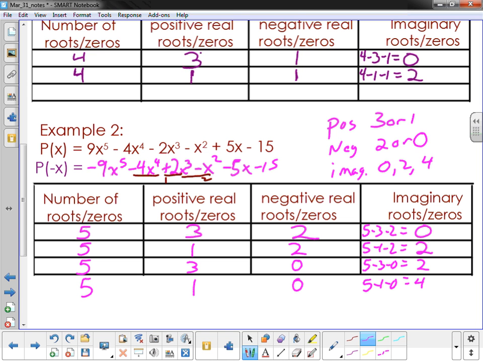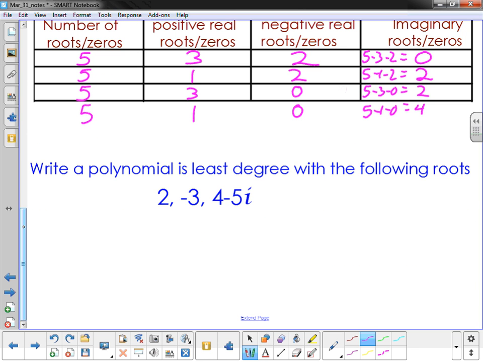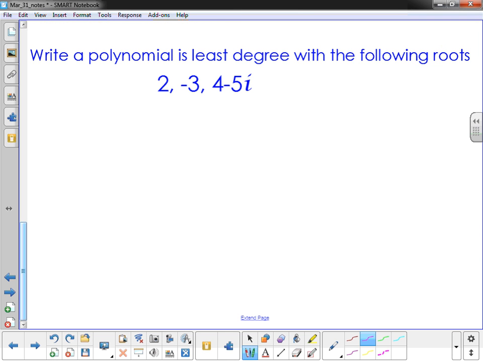roots. And that's kind of what my table helps me find out for that. Okay, so now the other thing I have going with this assignment is, can you go the other way? Here are the roots. Here are my zeros. 2, -3, and 4 minus 5i are my roots.